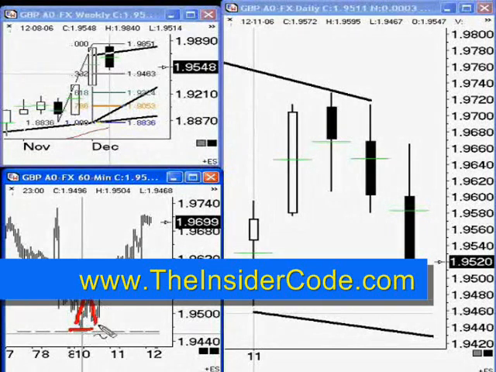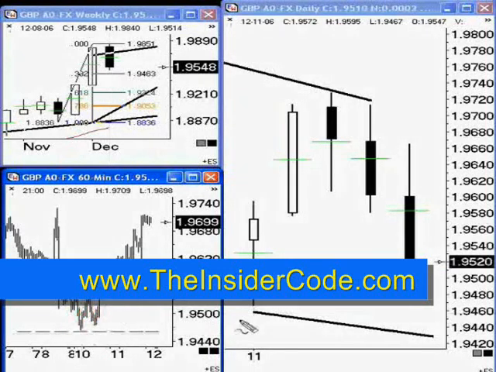Early Sunday morning, Eastern time, right around the London Open, look what happens. Price comes back down again. Can it get to the line? Absolutely not. Starts to move up. So we're starting to form this spike.